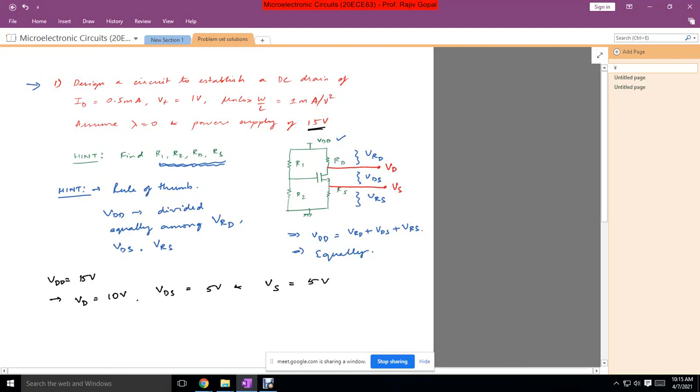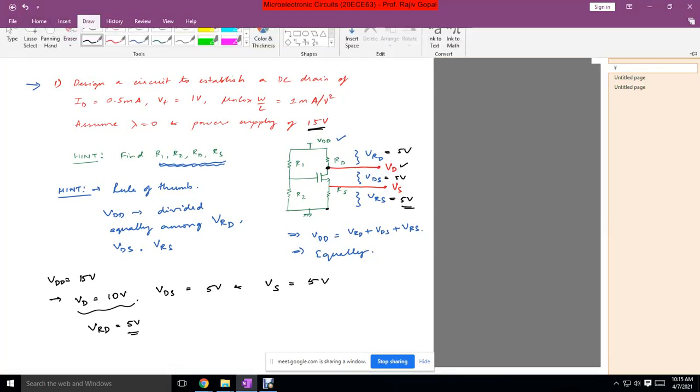This is VD, not VRD, but VRD will actually be 5 volts. So that 15 will be split three ways: VRD will be 5 volts, VDS will be 5 volts, VRS will be 5 volts. But when I measure VD, the voltage between this point and this point, obviously it will be 5 plus 5, 10 volts. So VD is 10 volts, VDS is 5 volts, and VS is 5 volts.